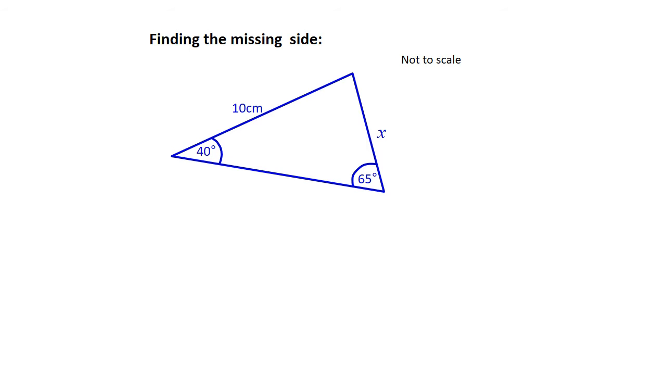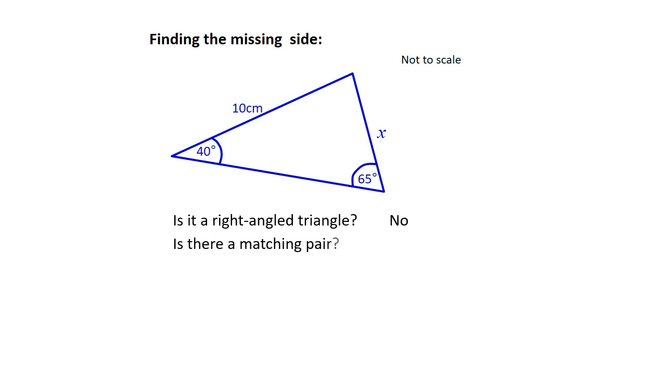Okay, so for example, on here, I'm looking for x. I have 10 and 65, which is a matching pair, and I have 40 and I'm missing x. So is it a right angle triangle? No, it's not. Is there a matching pair? Yes, there is. So it's the sine rule.